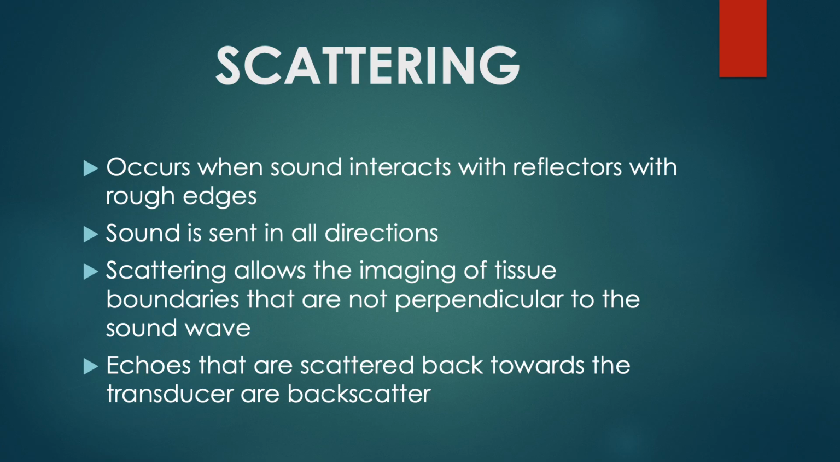Scattering occurs when the sound interfaces with reflectors with rough edges. Sound is sent in many directions. Scattering allows us to image the tissue boundaries that are not perpendicular to the sound waves, and echoes that are scattered back towards the transducer are backscattered.